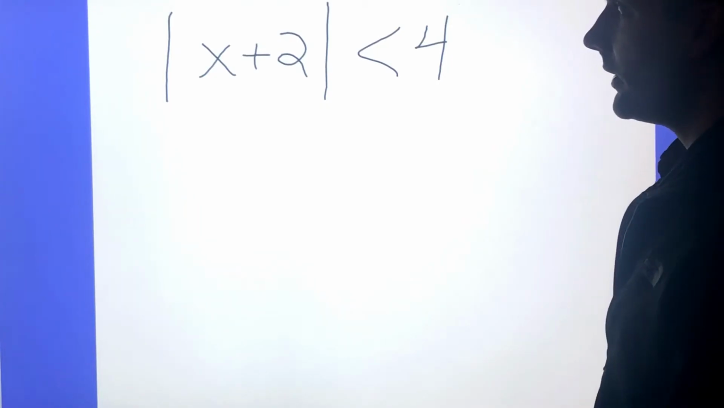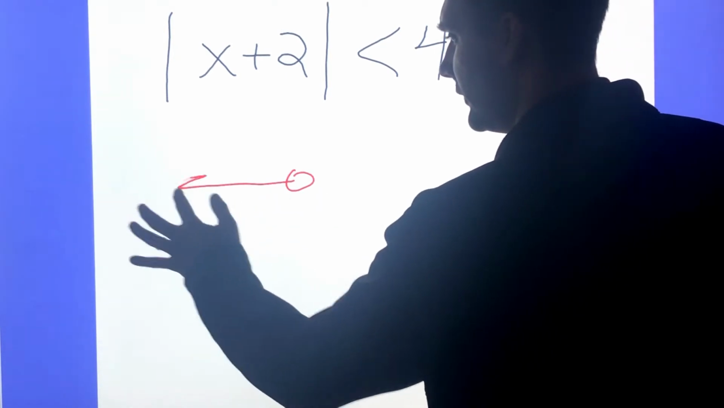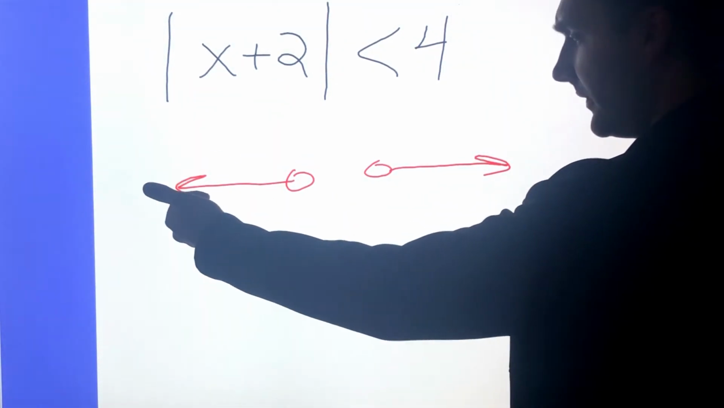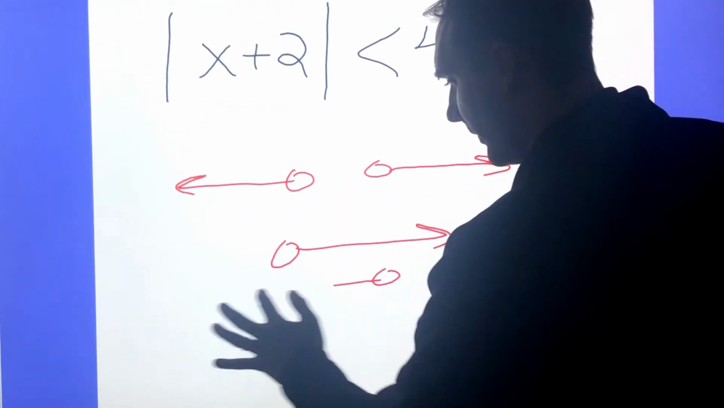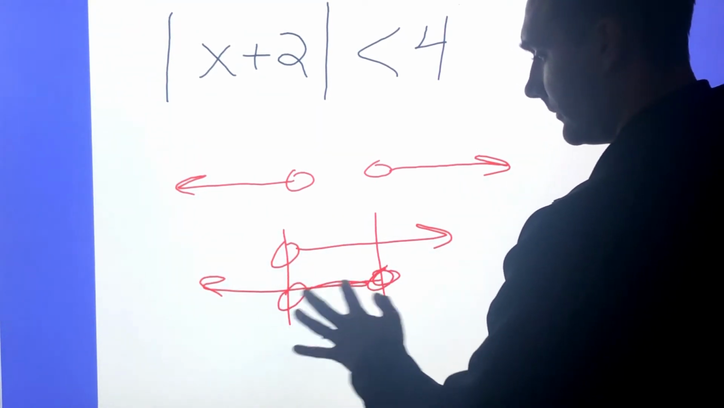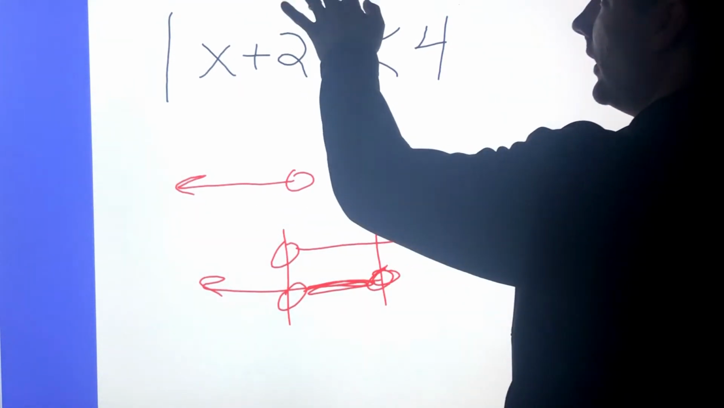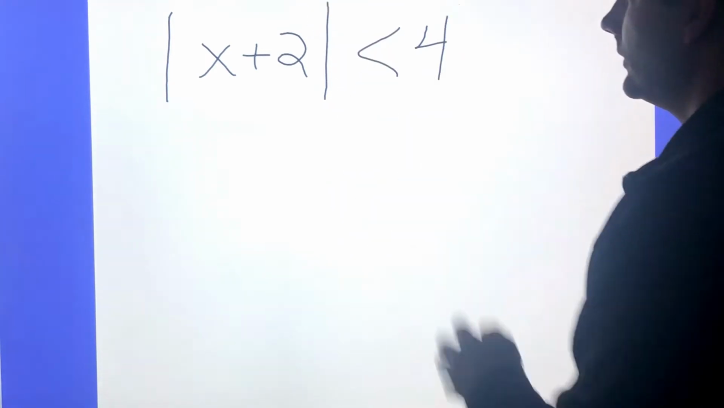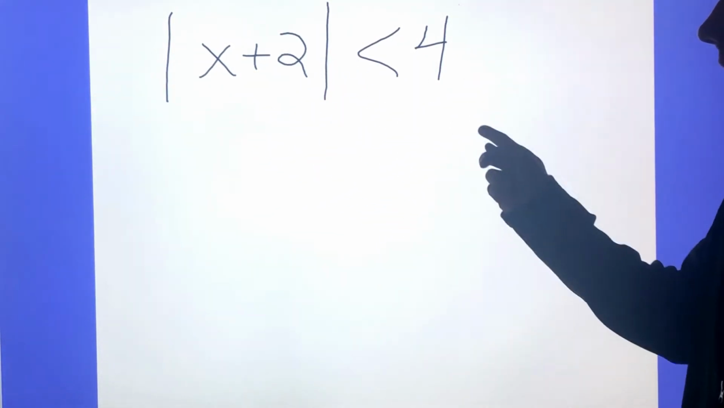So the next type of inequality we're going to look at is a compound inequality. A compound inequality is basically two inequalities on the same number line. They're either going to go out in opposite directions towards the positive and negative infinities, or they're going to overlap like so. And we're going to be looking for the intersection of the two. So think of it as two inequalities on the same number line. Now with this example here, we're going to look at an absolute value compound inequality. I have the absolute value of x plus 2 is less than 4.